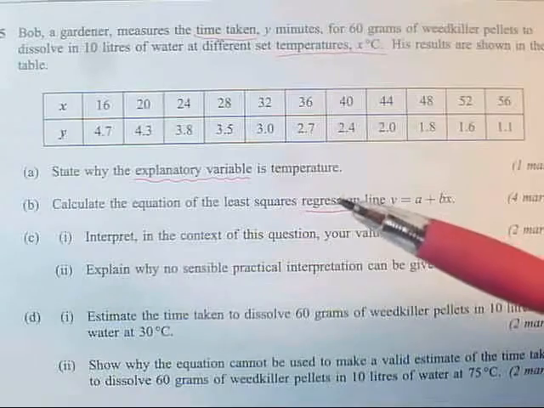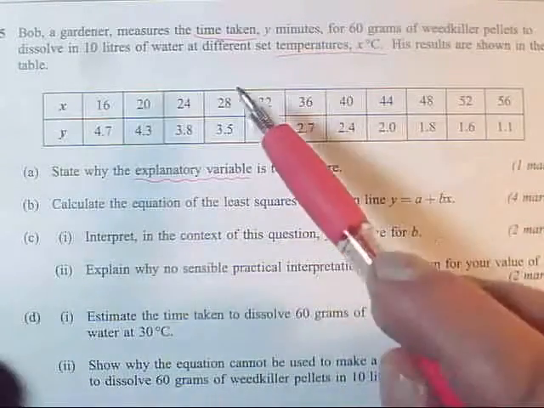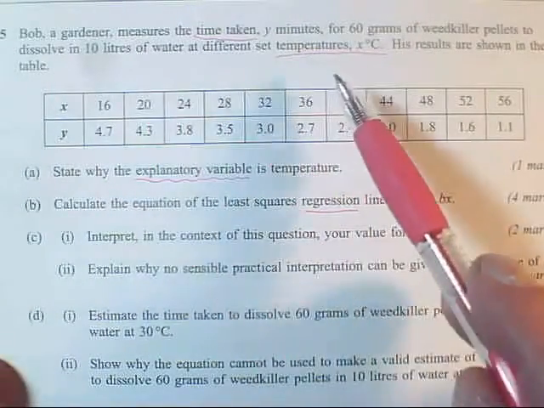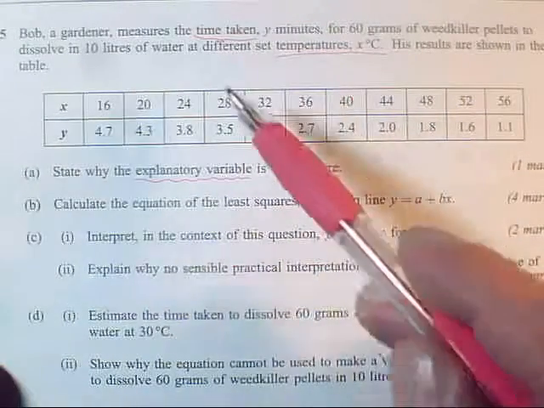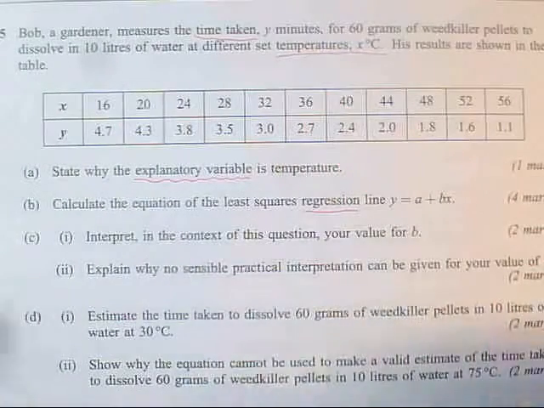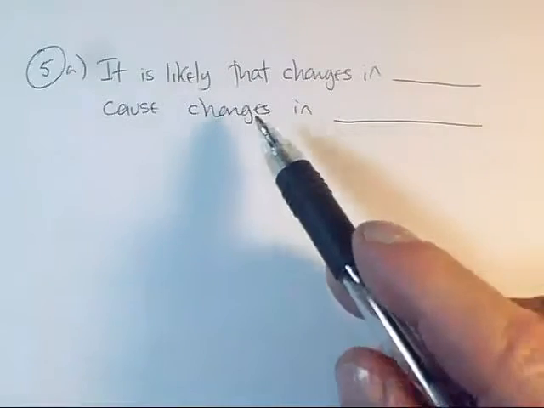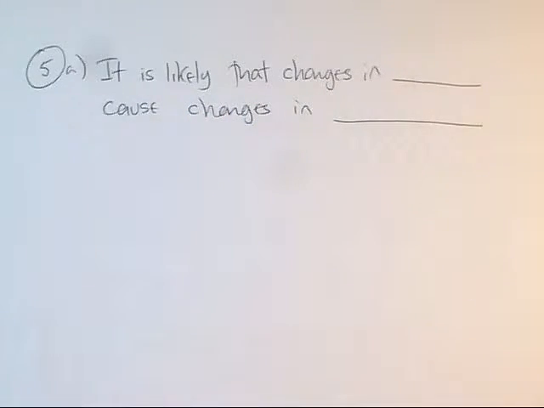So you've got to consider whether it's more likely that changes in the dissolving times cause the differences in temperature, or whether it's differences in temperature that cause or explain the differences in dissolving time, and you need to write a good English sentence to explain which way you think the causation is more likely to operate. So your solution will be a sentence like this: it's likely that changes in something cause changes in something else. Get them the right way around, and that's that mark.